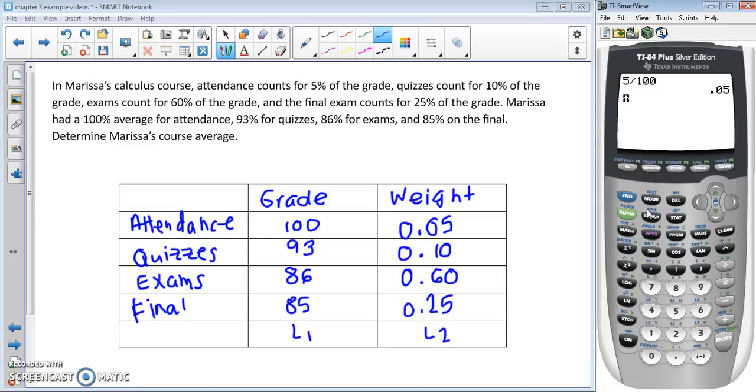So I'm going to hit second plus 4 to clear out any list I have, to build that habit again. So I'm going to go stat, edit. So I'm going to type in my grades in L1. Then we're going to go over to L2 and type in my corresponding weights.